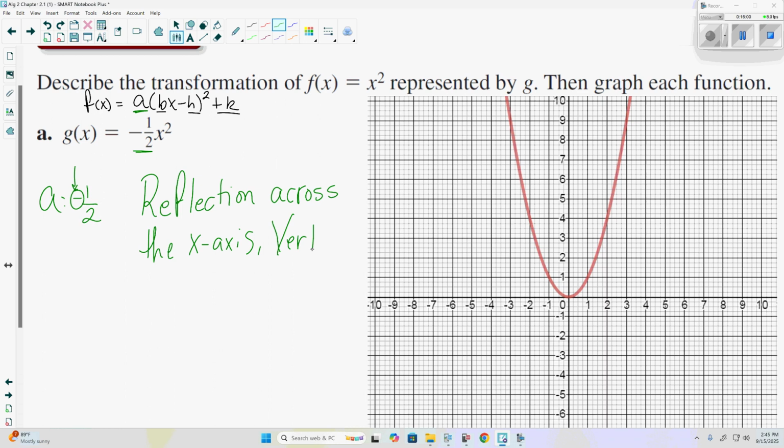So we'd also have a vertical. So 1/2, is it greater than 1 or between 0 and 1? Between 0 and 1, so it would be a vertical shrink of 1/2.